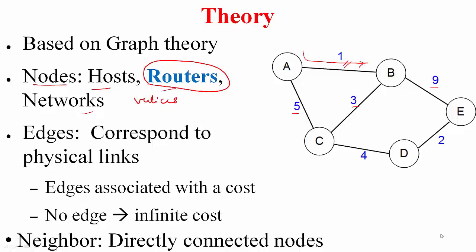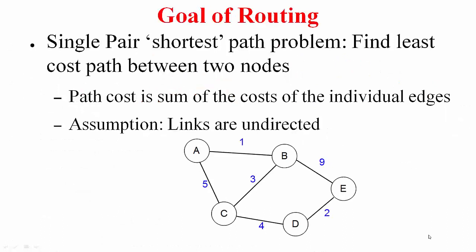Another term that we will use is neighbors. So a node has certain neighbors, which are the nodes that are directly connected to this. So for example, the neighbors of node A are node B and C because it has direct links with them. So what is the goal of routing? Basically, it looks into finding the least cost path between two nodes. And the cost of a path is nothing but the sum of the costs of the individual edges.